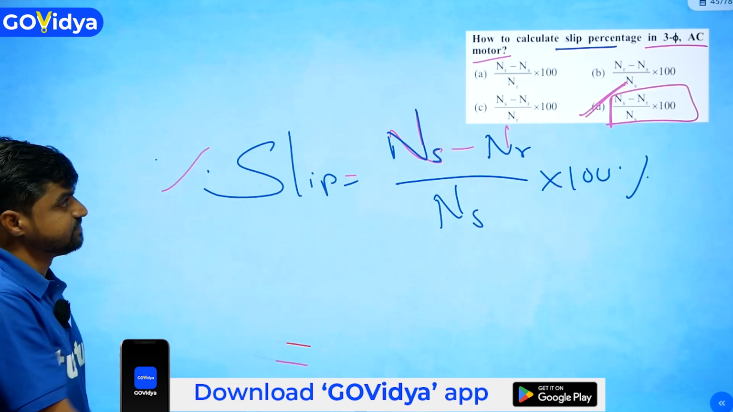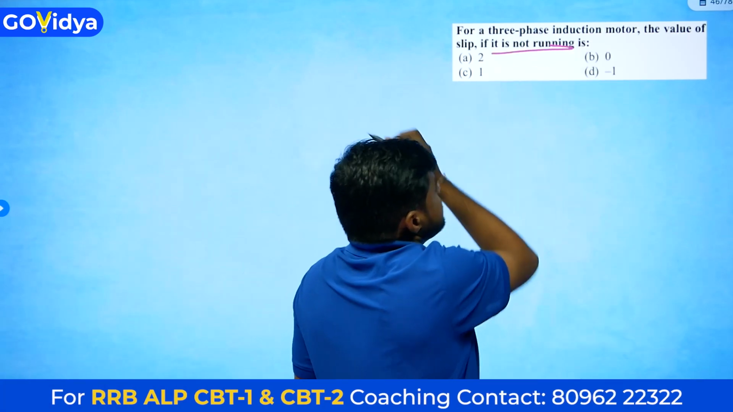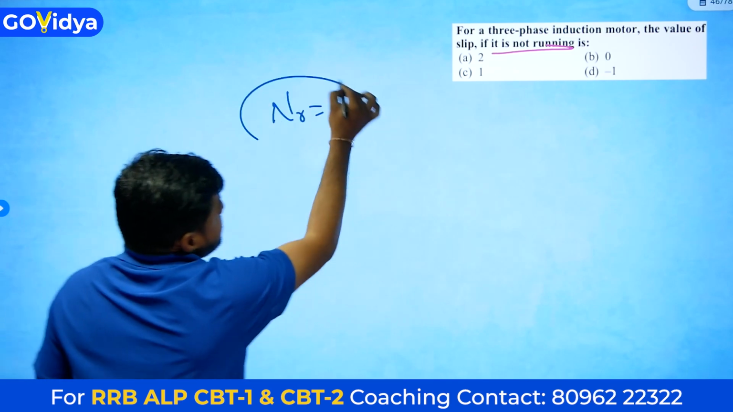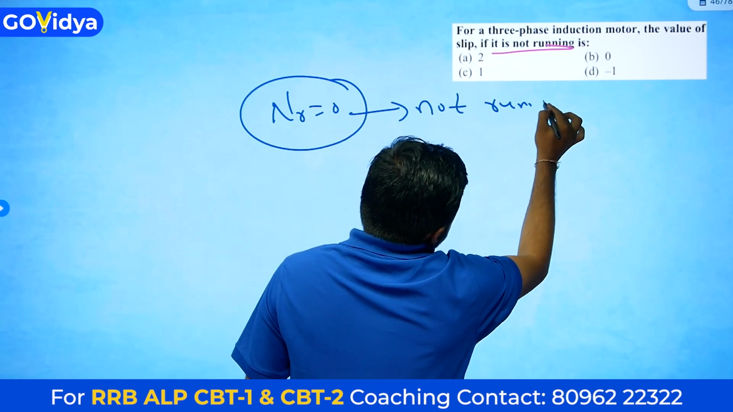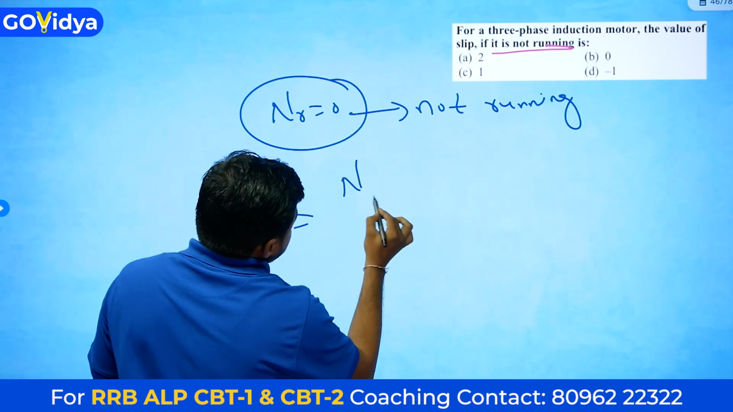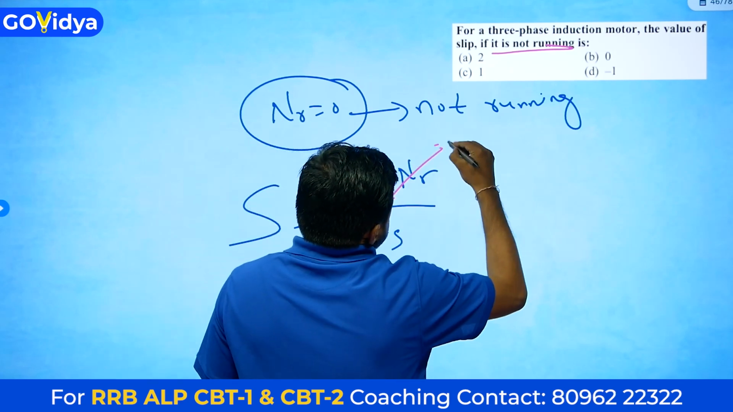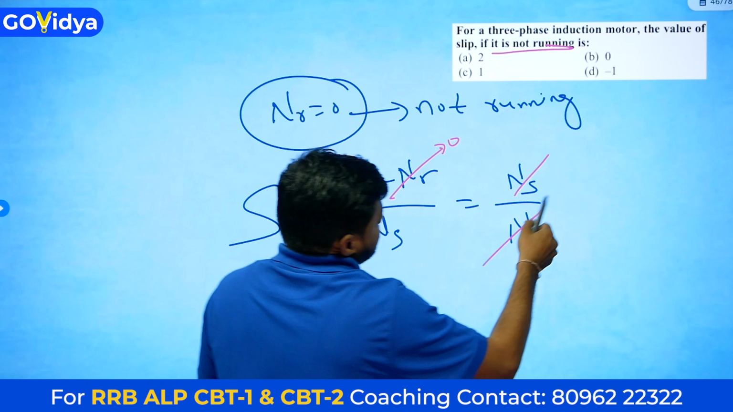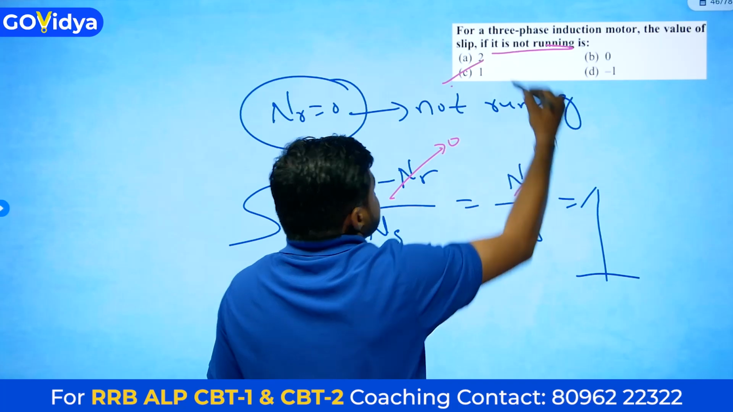Next question, for a 3-phase induction motor, the value of the slip if the motor is not running. Motor not running means Nr is equal to 0. Now we have to find slip is equal to Ns minus Nr by Ns. Here Nr is equal to 0, so Ns by Ns, Ns will cancel, is equal to 1. Slip is 1. If motor is not running, the slip will be 1. Option C is the correct answer.